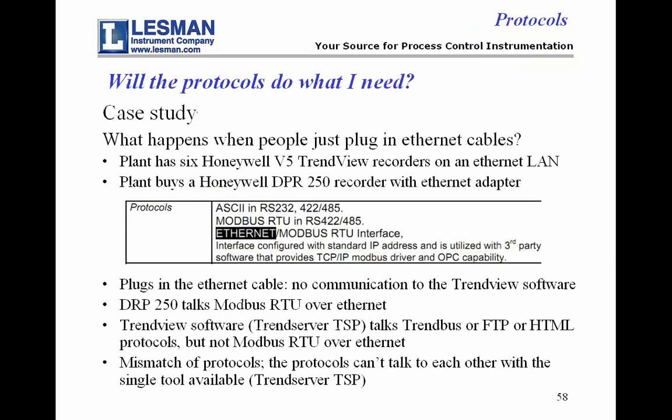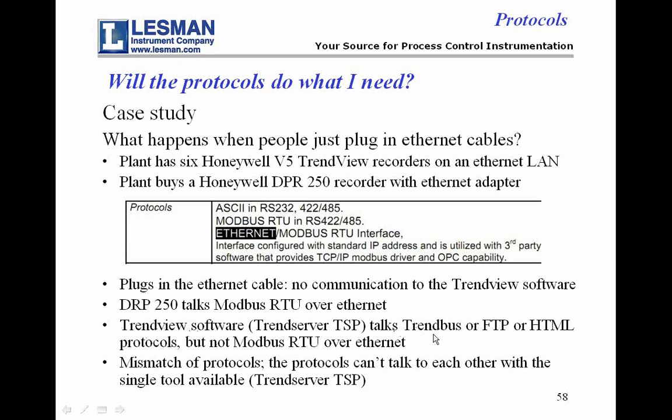This is a case study of what happens when you don't have a common protocol. We had somebody that had a number of TrendView recorders that were all connected with Ethernet on an Ethernet local area network, and they all talked to a software package, and the software package was able to get data from all these recorders. The plant bought a paper recorder, and the specification for that paper recorder is right here on the screenshot. It talks Modbus RTU over Ethernet. So when they got the paper recorder, they plugged in the Ethernet cable, went back to the software, and tried to communicate with the paper recorder, and they couldn't.